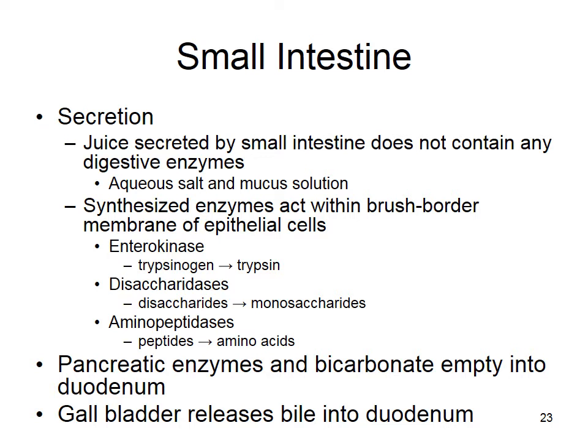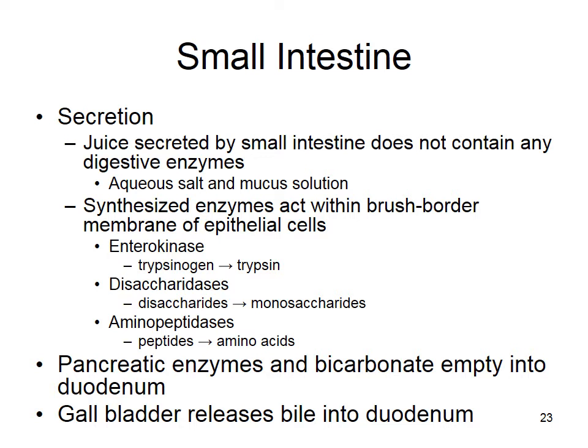Right. The other accessory digestive organ that releases a secretion into the small intestine is your gallbladder. Your gallbladder releases bile into the duodenum. And what does bile contain that helps with digestion? Who knows? What does bile help you digest? Fat. Okay? So you have bile salts in the bile that help emulsify fat.